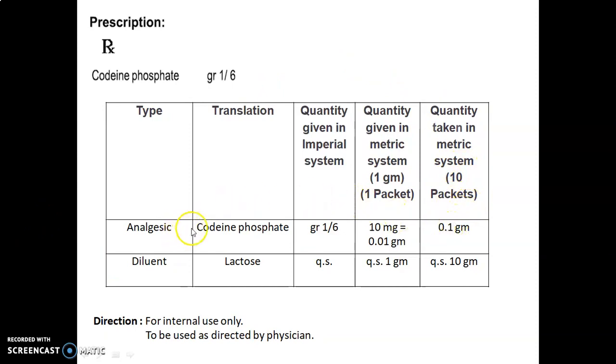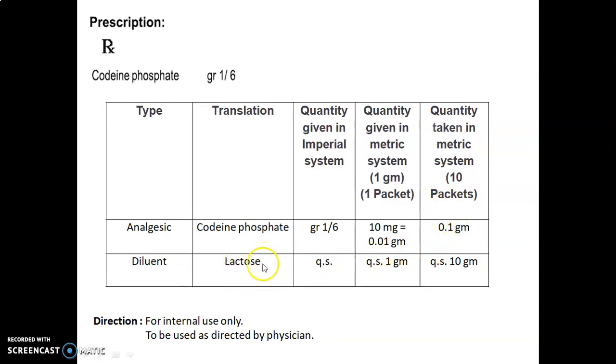So codeine phosphate is used as an analgesic. Quantity given in the imperial system is grain 1/6. As we know, 1 grain is 60 milligram, so 60 into 1/6 is equal to 10 milligram, which is equal to 0.01 gram. And the quantity taken in the metric system to prepare 10 packets is 0.1 gram.